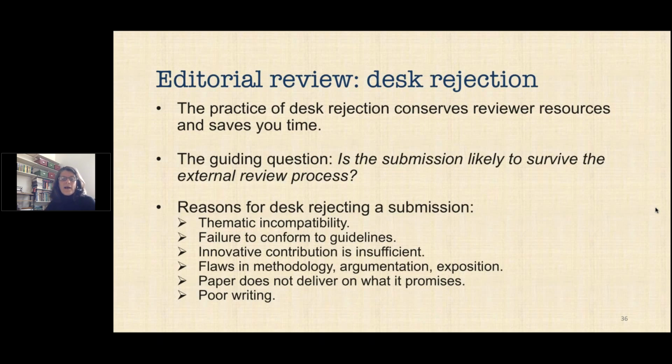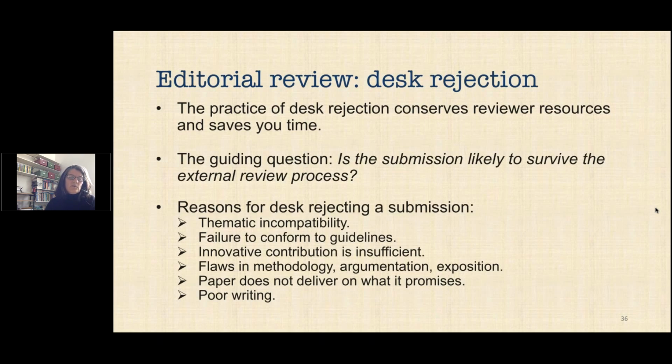So here are reasons why a paper might be desk rejected. One might be thematic incompatibility. The paper might not be on the right topics or the right approach. So for example, Language receives a large number of papers on L2 issues, second language research, and we don't publish papers in that area. So we are fairly quickly able to send a letter to authors saying that it's not an appropriate submission for the journal, and we usually try to think of an alternative place they could send it.